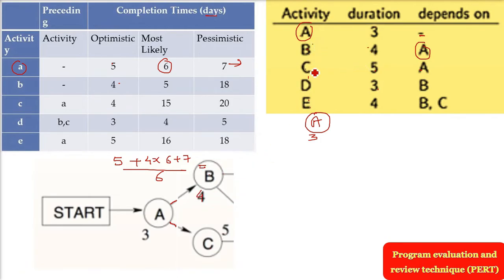So we just wrote those numbers near these round circles. Now B and C. Which activities are depending on B and C? D and E. From B there are 2 activities related. So from B, 2 arrows will go to D and E. But you also see that E is dependent on, or E is coming from C. So from C there will be 1 arrow to E. So here is the arrow to E.